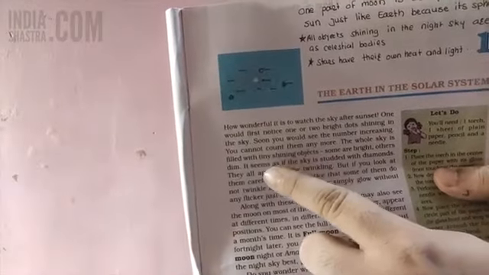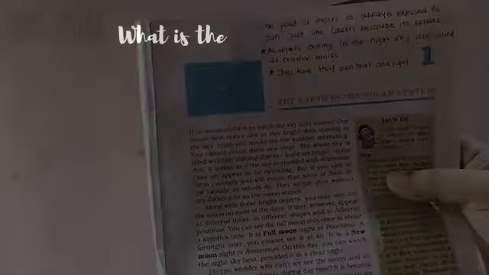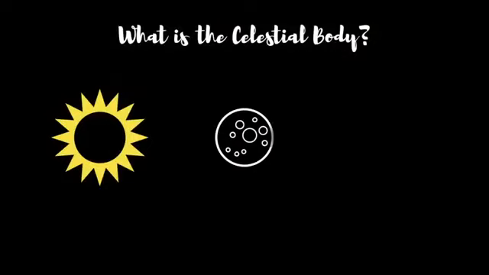So let us begin. Basically in this chapter, we are talking about the objects in the sky, especially the night sky. The stars, the moon, the planets and other shining objects in the night sky are called celestial bodies.